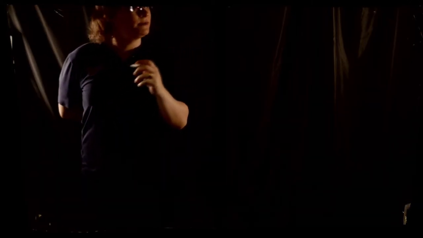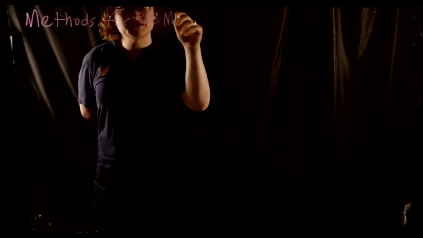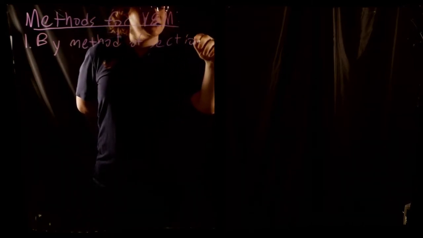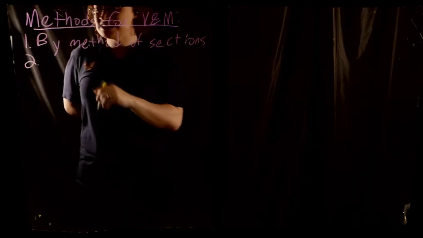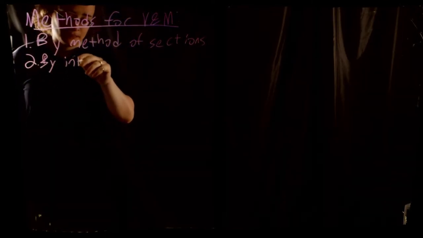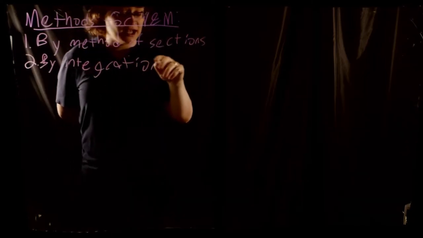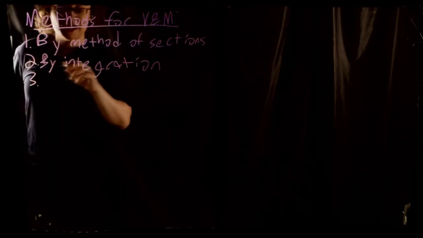So, as a reminder, the topic for today is shear and moment diagrams via integration. And as we discussed, there are three primary methods of getting shear and moment diagrams or shear and moment functions. So, methods for V&M diagrams. As a review, there are three primary methods we're going to discuss in this course. One, by sections, which we've already discussed. The next one, which we'll be working on today, is by integration, applying the integral relationships between load, shear, and moment. And then three, by inspection.